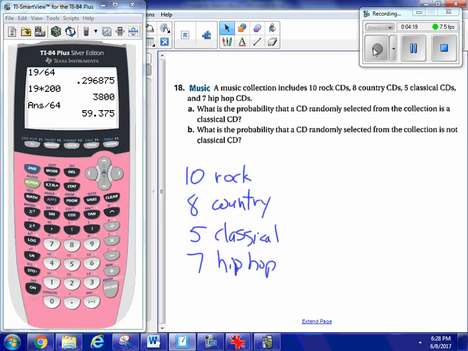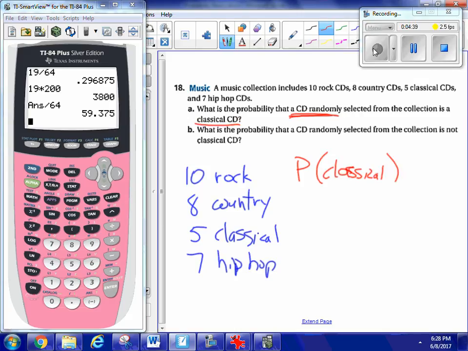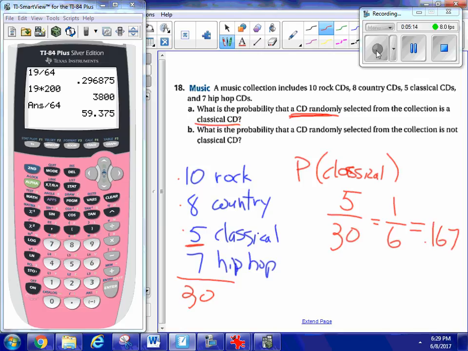I want to know, if a CD is randomly selected, what is the probability that it is a classical CD? So I'm looking for P classical. My number of favorable outcomes is 5. What is my sample space, the total number of CDs? I have 18 plus 5 is 23. Oh, it looks like I have 30 CDs. Let me make sure I got that right. Yes, so it's 5 out of 30. I can simplify that into 1 out of 6, and I know from the problems we did a little while ago that that is 0.167. So P classical is a probability of 0.167.